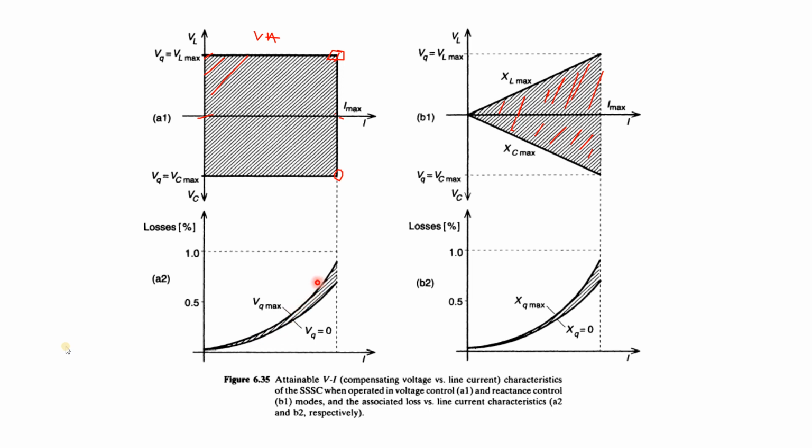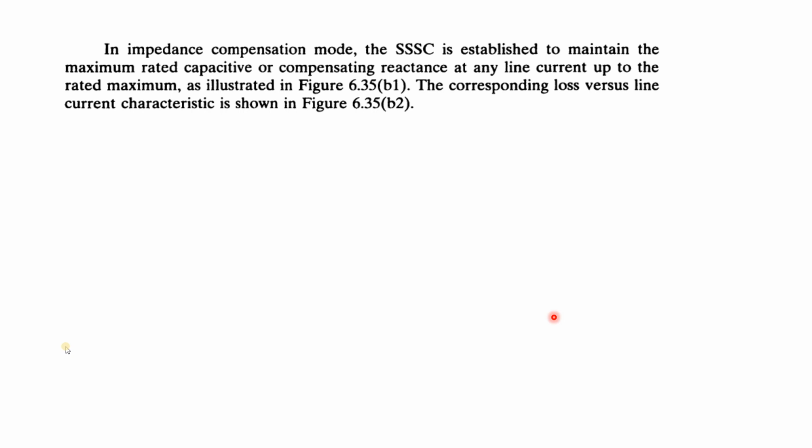Loss is obviously maximum when the VQ value is maximum. That means when the voltage injected is maximum, the loss will be maximum, and the loss will be minimum when the voltage injected is minimum, that is 0. Similarly, the injected reactance, or the reactance to STATCOM, for the SSC is maximum for the maximum loss, and it is almost 0 for the minimum loss.